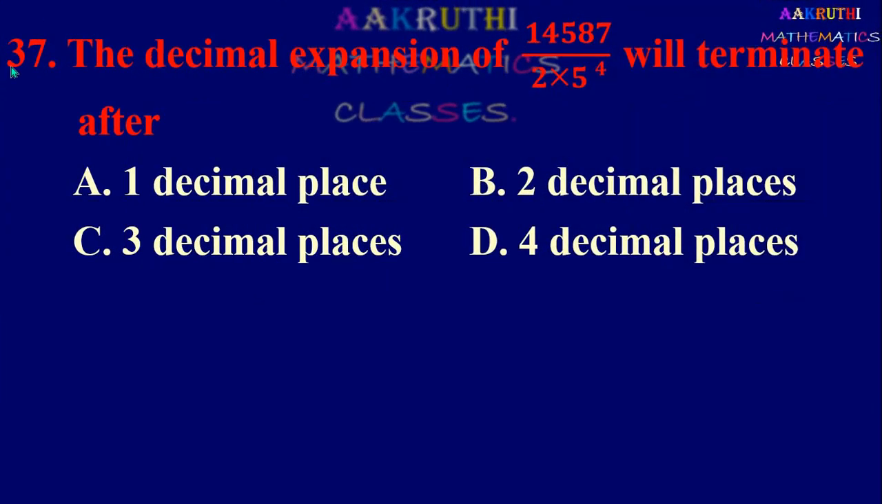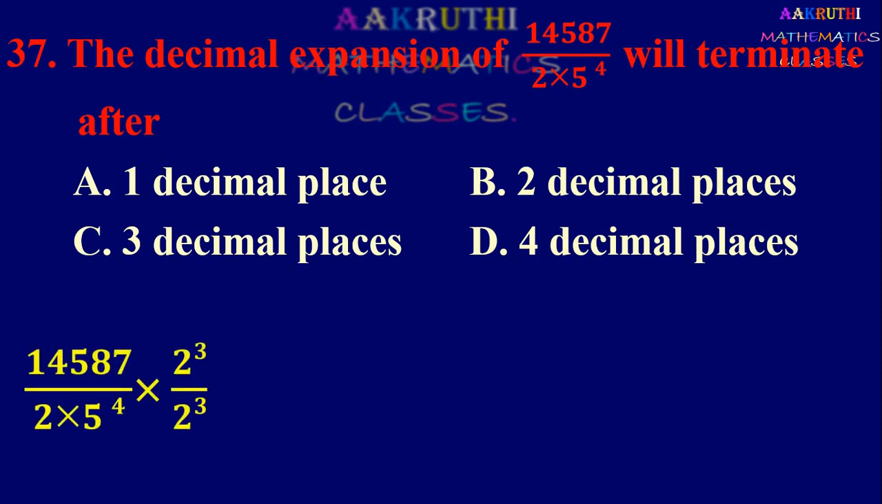So next question, question number 37. The decimal expansion of 14,587 divided by 2 into 5 to the power 4 will terminate after. We have to find after how many decimal places the decimal expansion will terminate. Now here the given number is 14,587 divided by 2 into 5 to the power 4.